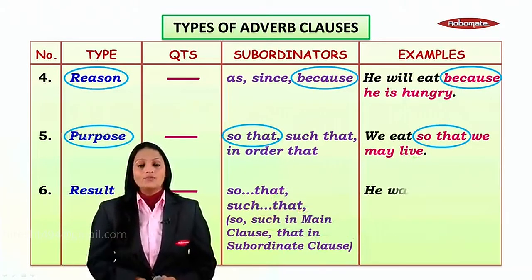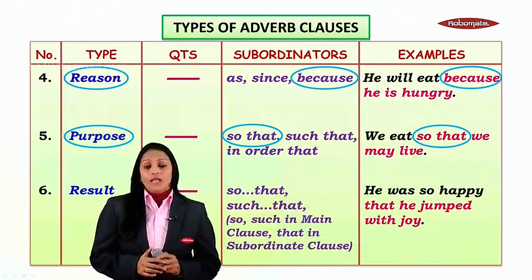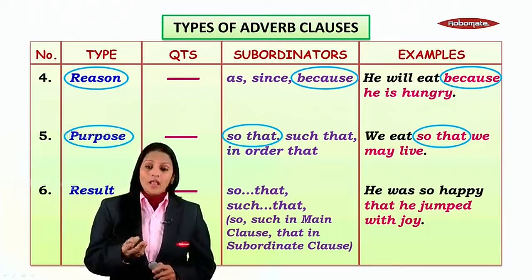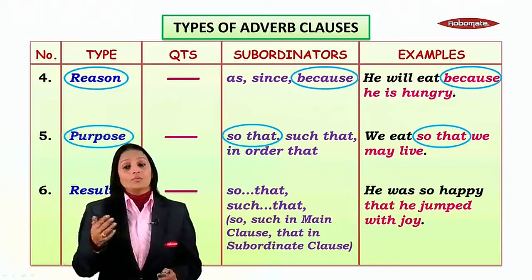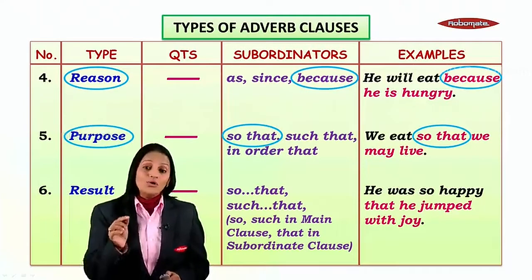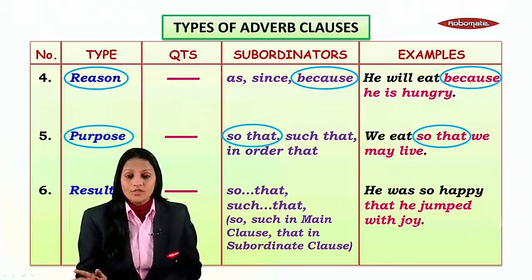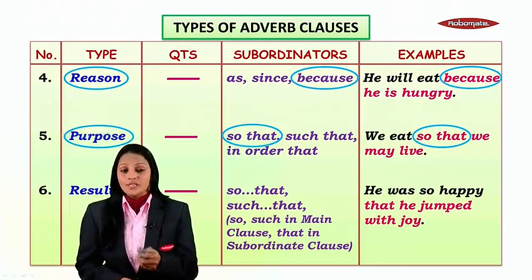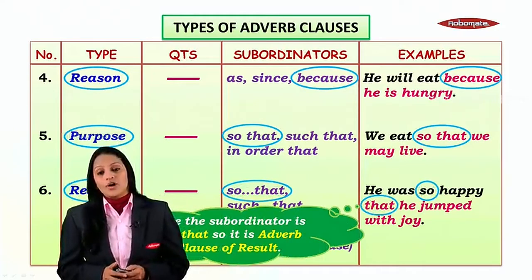Next, coming to result. He was so happy that he jumped with joy. Now when you look at the subordinate clause that he jumped with joy, it starts with that, and you'll wonder, but there is no subordinator starting with that, for which we will get an answer as an adverb clause. So now remember, we have so ... that. Secondly, first ask your questions. None of the questions are going to be answered here, so you know it is one of the adverb types, and because you see the so and the that, you know that it is adverb clause of result.